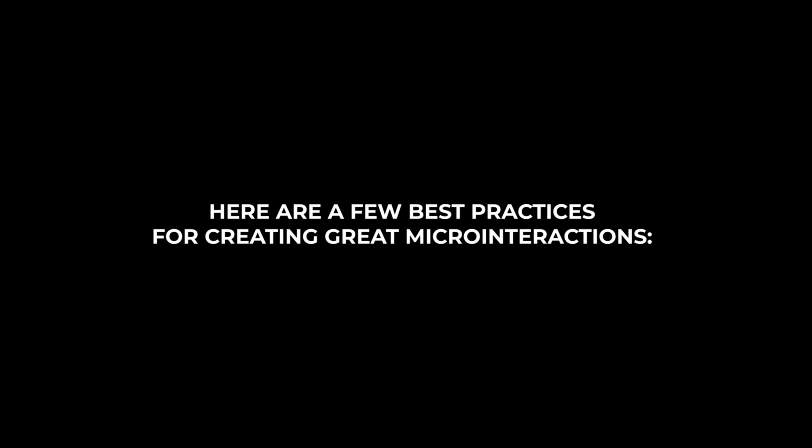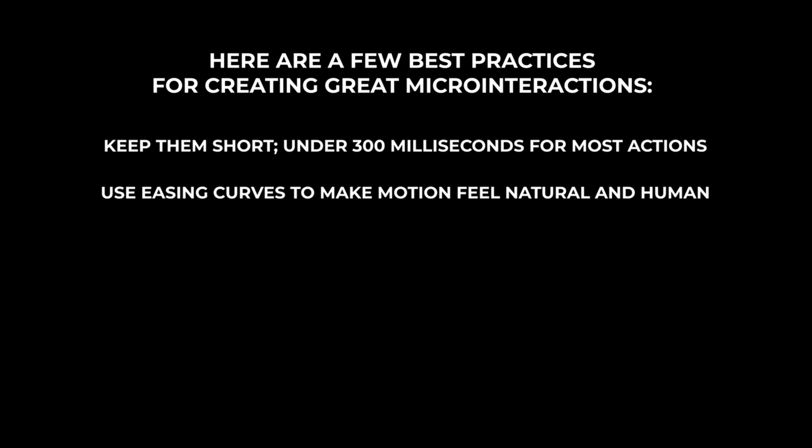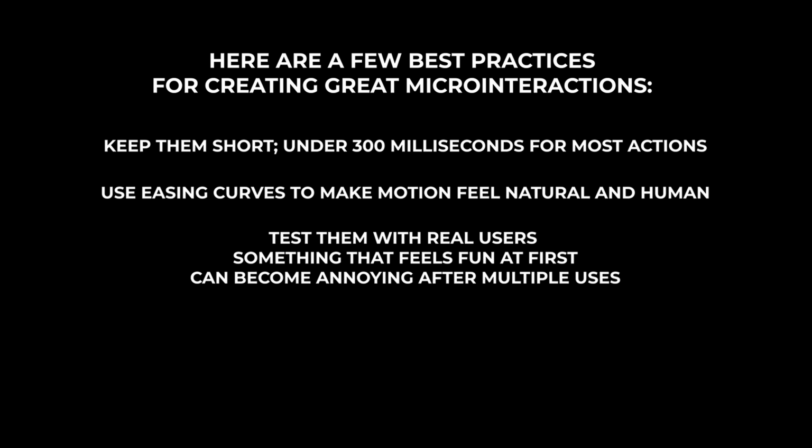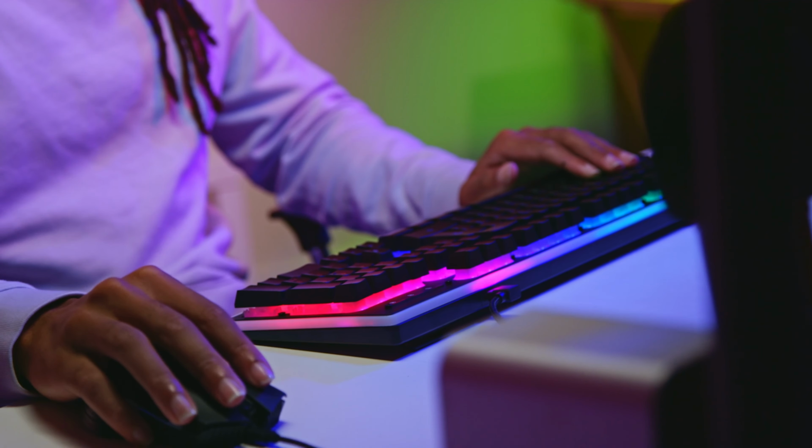Here are a few best practices for creating great microinteractions. Keep them short, under 300 milliseconds for most actions. Use easing curves to make motion feel natural and human. Test them with real users. Something that feels fun at first can become annoying after multiple uses. And most importantly, make sure your interface still works perfectly even if animations are turned off. So next time you design a button, think about the feeling it gives. The smallest detail might be the one your user remembers most.